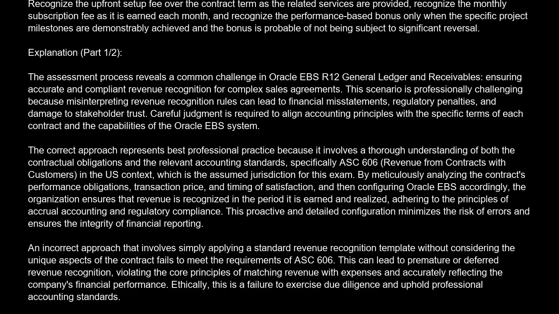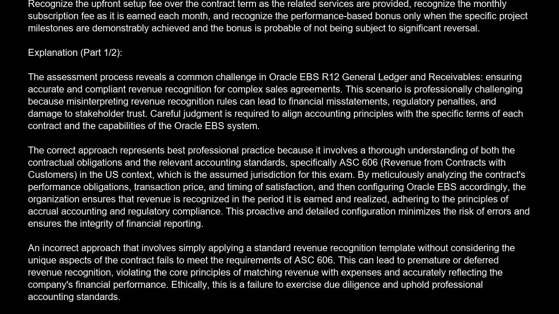Explanation. The assessment process reveals a common challenge in Oracle EBS R12 General Ledger and Receivables: ensuring accurate and compliant revenue recognition for complex sales agreements. This scenario is professionally challenging because misinterpreting revenue recognition rules can lead to financial misstatements, regulatory penalties, and damage to stakeholder trust. Careful judgment is required to align accounting principles with the specific terms of each contract and the capabilities of the Oracle EBS system.